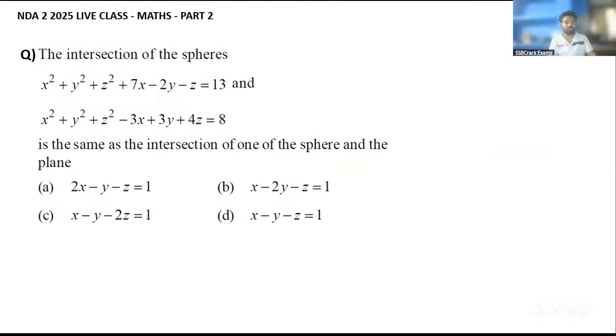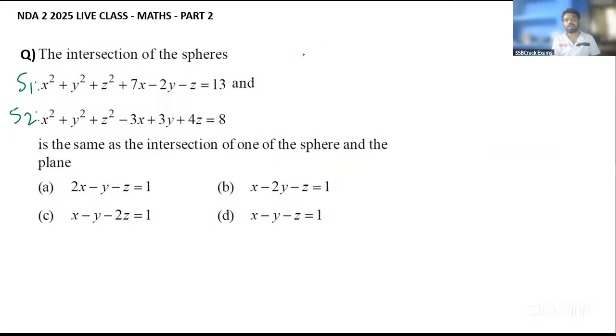So what we will do, anytime if you encounter such a type of question, then let me tell you what you have to do. Suppose this is S1 and this is S2, and they both are intersecting, and you need to find the plane that is common to both the spheres. Then simply you can either subtract S2 from S1 or S1 from S2. You will get the answer.